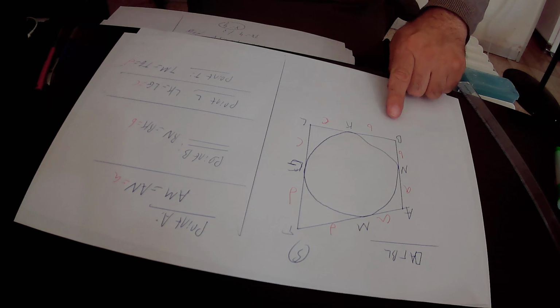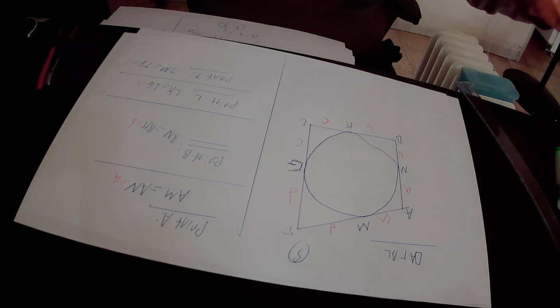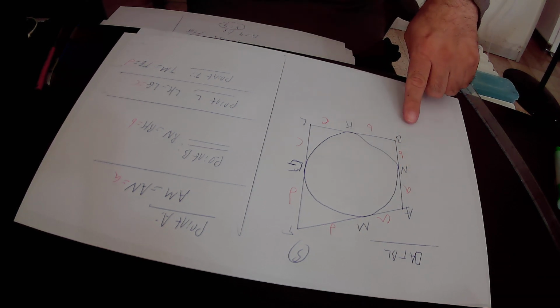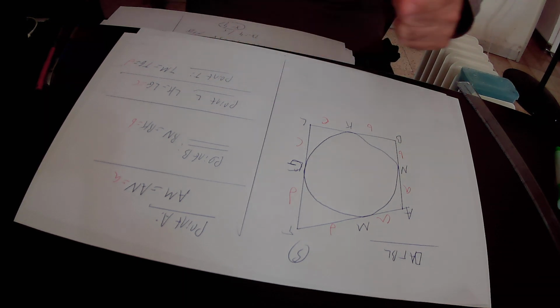Okay. Then we focus on the common external point B. From the common external point B, we have 2 tangents to this circle, tangent BK and tangent BN. And according to rule number 2, they must be equal to each other. So BK equals BN. So if BK is b, then BN must also be equal to b.